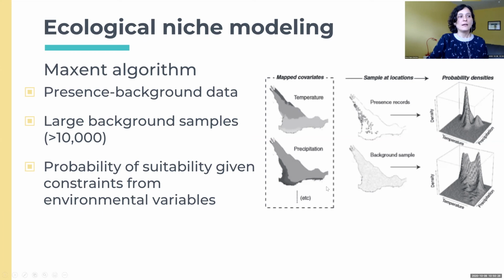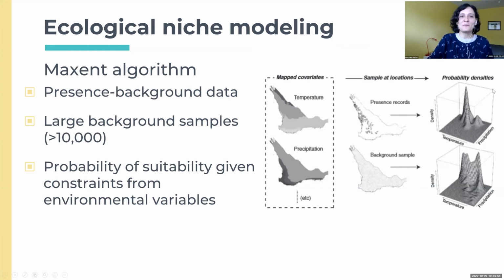So this is an illustration from a paper I forgot to cite. I think it is Elith et al., if I remember well. So we have the predictor variables or covariates, temperature, precipitation, so on and so forth, many variables. Then we have presence records, known presences, and then we have the background samples. Like I said, a large number of background samples.